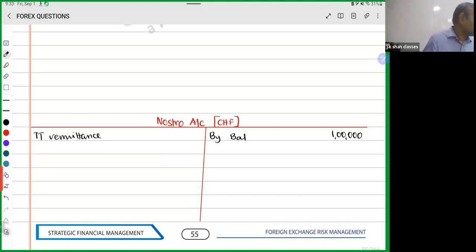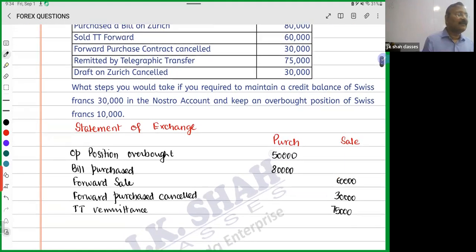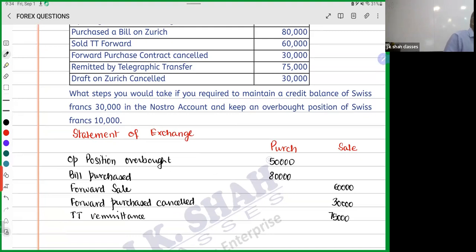Oh, how much is this? 75. Okay. Then draft on Zurich cancelled. Draft on Zurich cancelled.